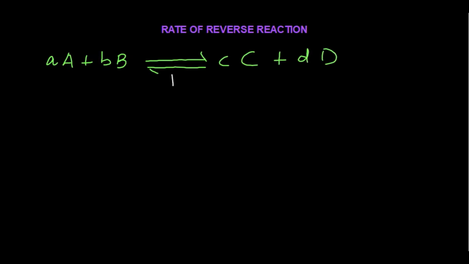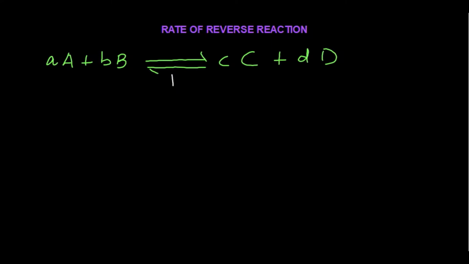Now, students, we will see the rate of reverse reaction. Once again, we will write the general reaction to understand the rate of reverse reaction. Students, we know what the general reaction is: a moles of A on reaction with b moles of B will form c moles of C and d moles of D.